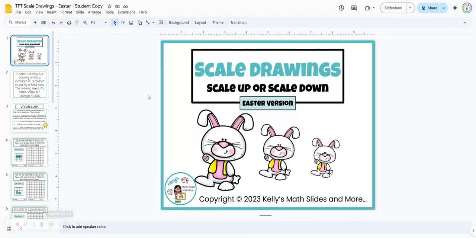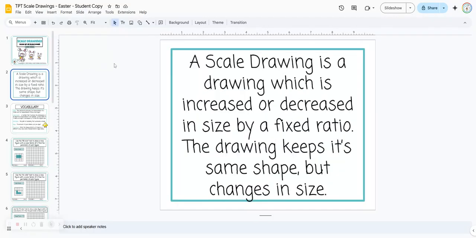Scale drawing, scale up or scale down. This is a digital lesson, and this one is Easter themed. It's a lot of fun for the students. They can use the fill color feature of Google Slides to create their new drawings.